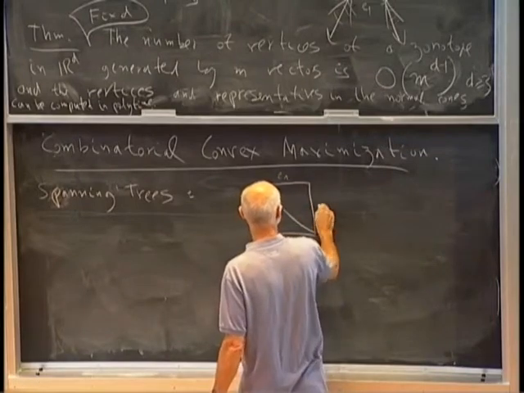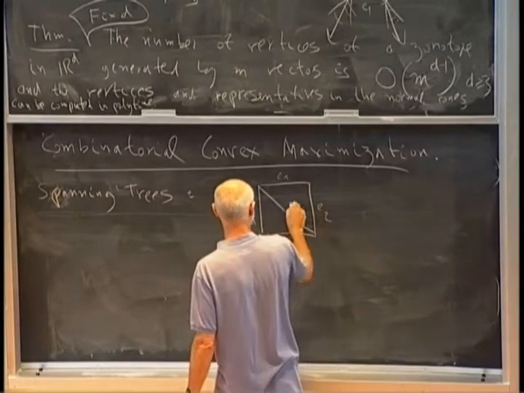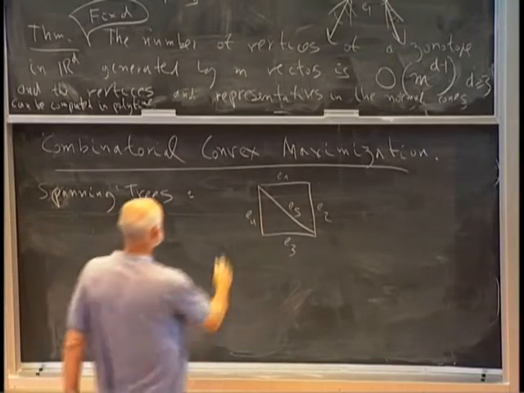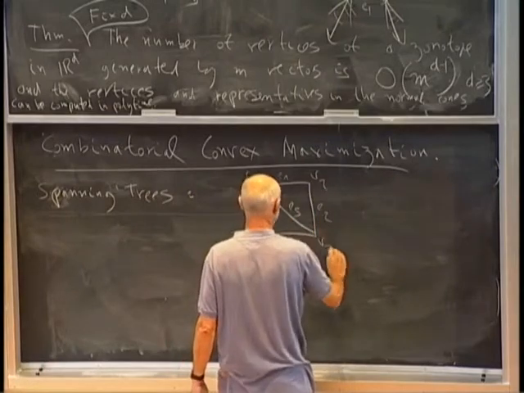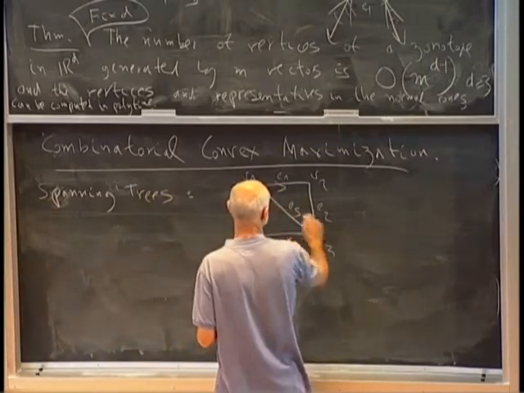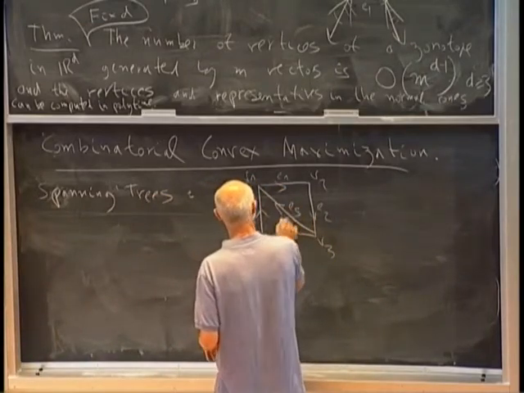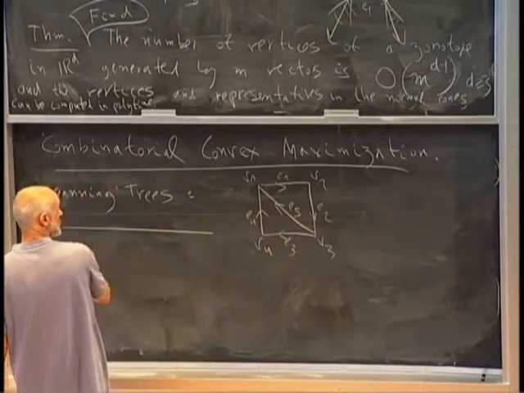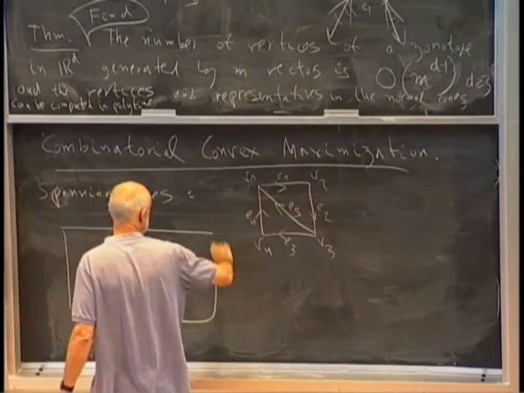E1, E2, E3, E4, E5, 5 edges. And let's also give numbers to the vertices: V1, V2, V3, V4. Now let me form the incidence matrix, but let me just choose an arbitrary orientation. Let's say this. It doesn't matter. We form now the incidence matrix of this graph. So we have 5 edges, 4 vertices.